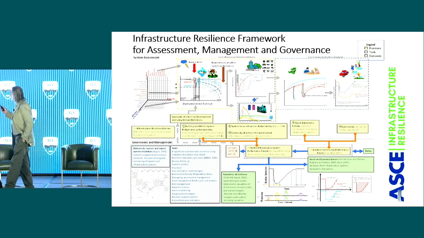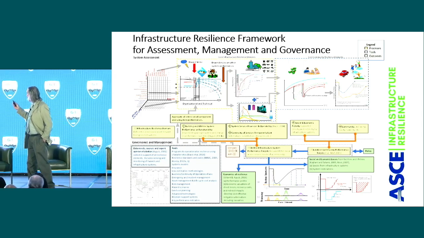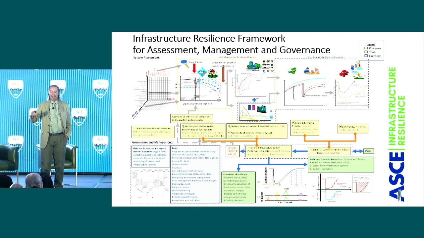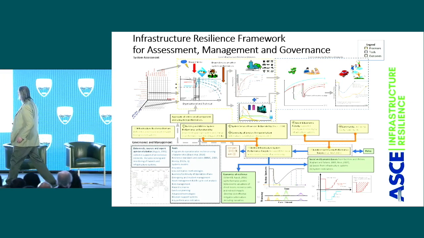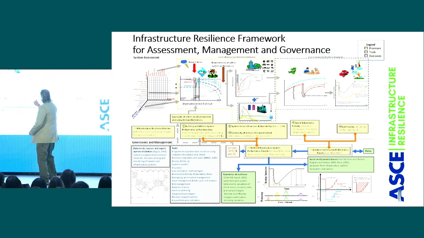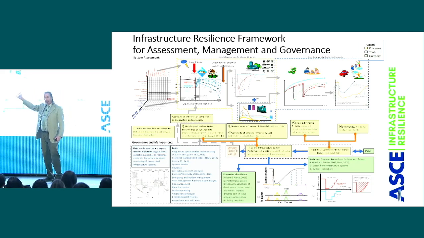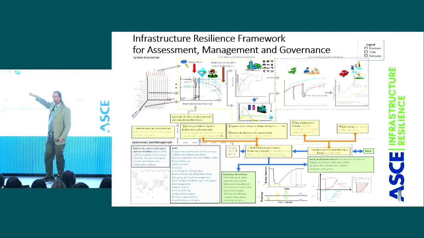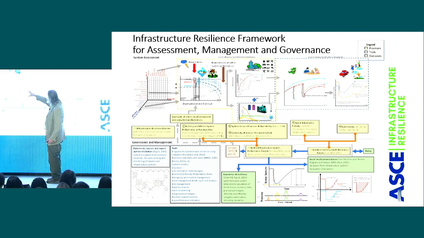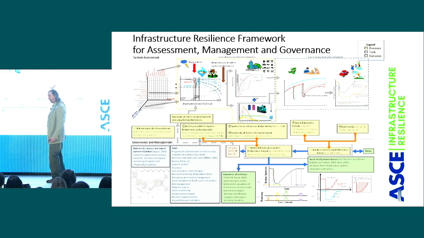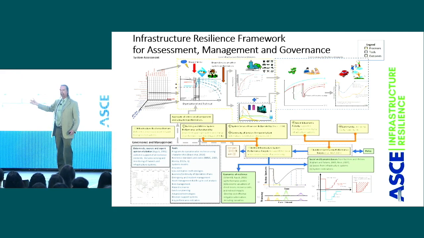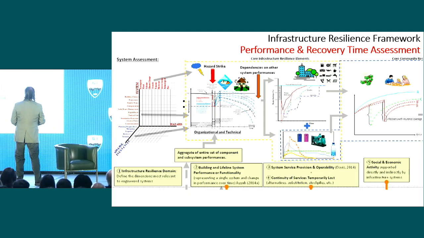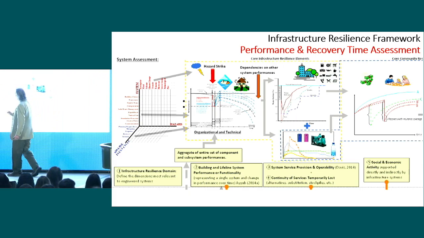This is a diagram from the Infrastructure Resilience Division on a framework for asset assessment, management, and governance. It just gives you an idea of how complicated things can be. So it starts with identifying your hazards, the type of infrastructure or infrastructure systems, and understanding the event cycle. That's what that one is in the corner. How do you assess it? How does it affect the community? How do you govern and manage the infrastructure systems? I'm not going to go through the whole thing. I just want to show you a few examples of how this moves forward.